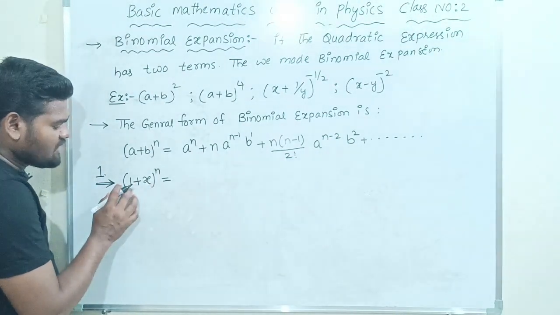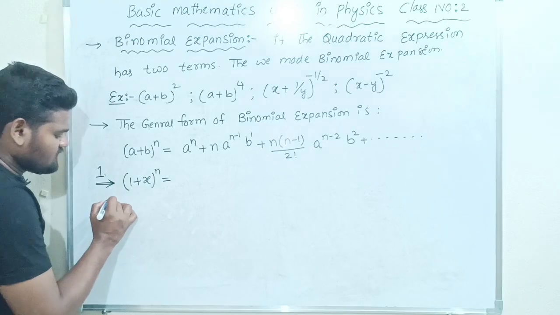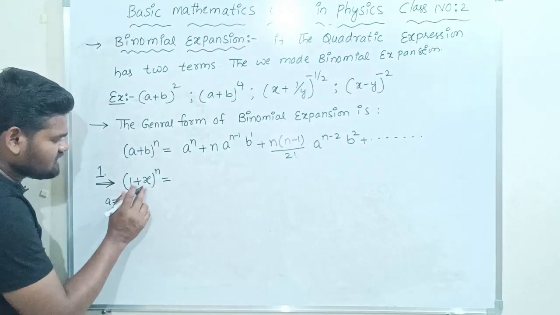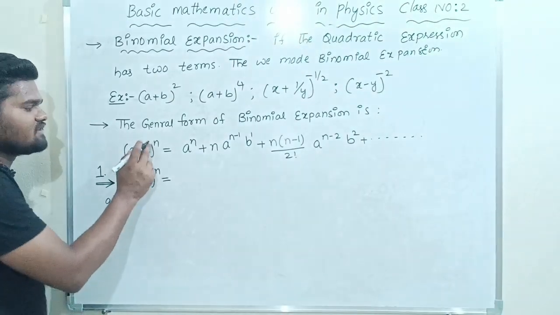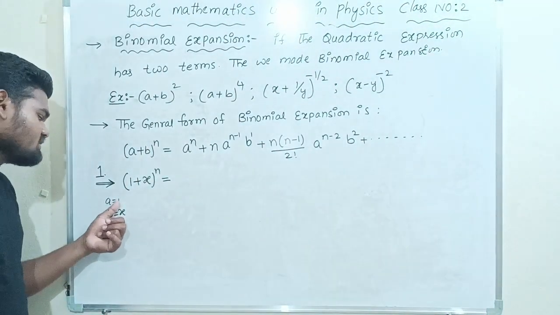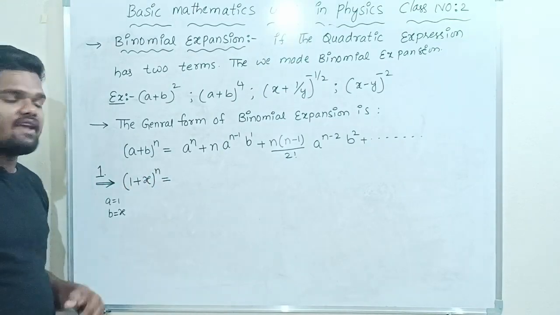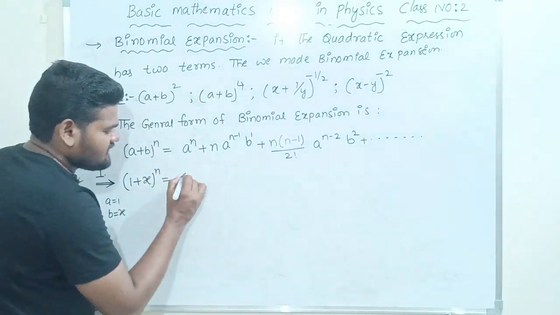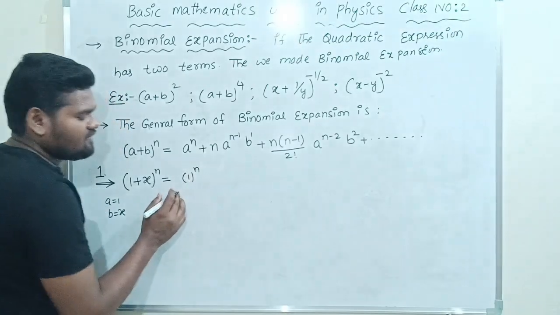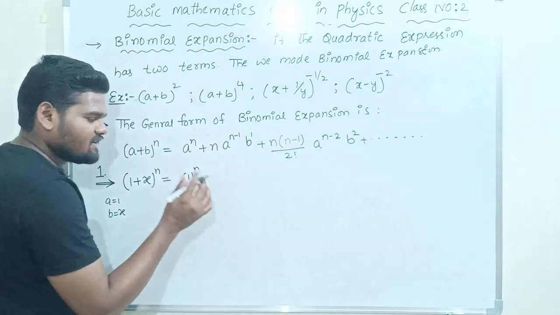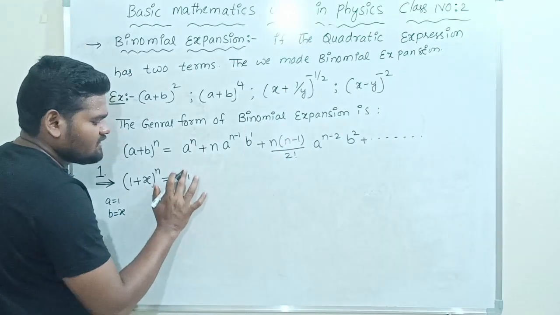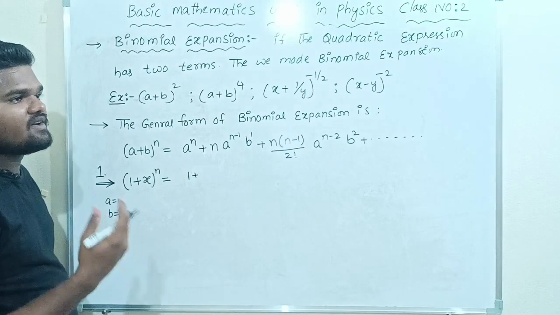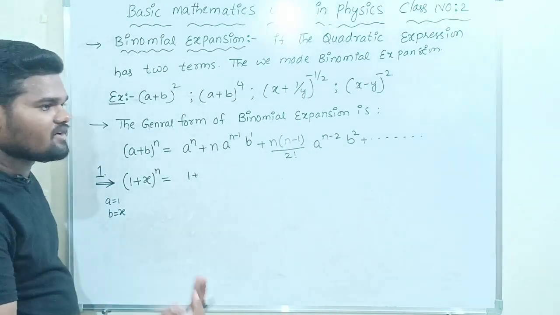How can we write it? At the place of a we have 1, so a is equal to 1, and at the place of b we have x, n is equal to n. Just we have to substitute the values 1 and x at the place of a and b. What is a to the power of n? It is 1 to the power of n, which is nothing but 1. Is it clear? 1 square is 1, 1 cube is 1, 1 to the power of 4 is 1, 1 to the power of 6 is 1, 1 to the power of n is 1.